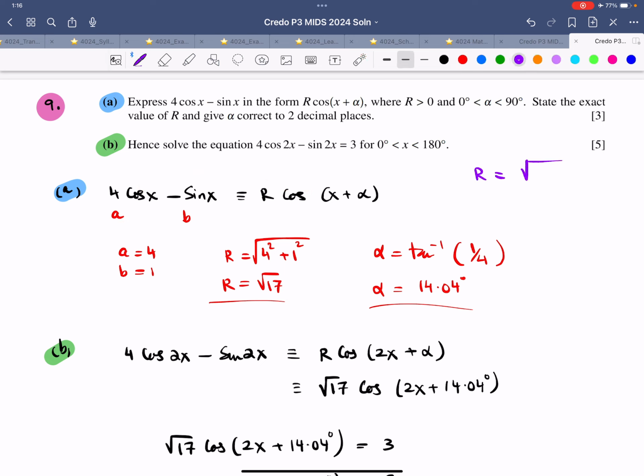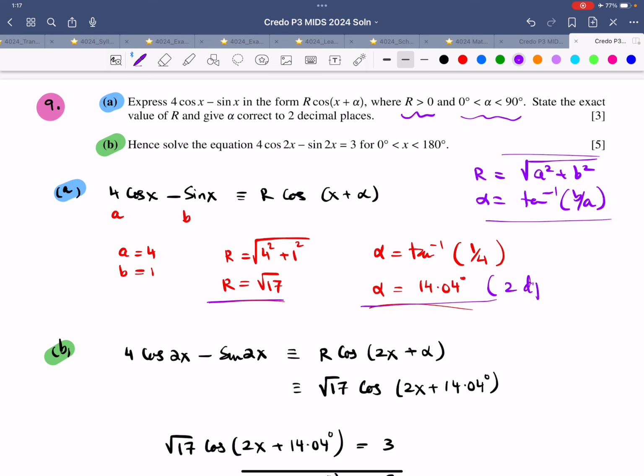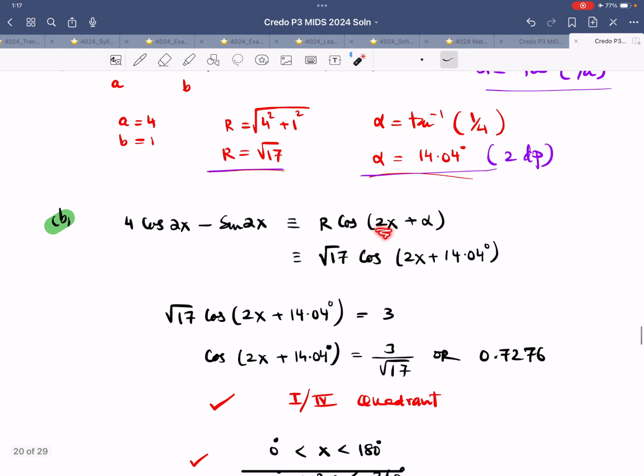R is square root a square plus b square, and alpha is tan inverse of b over a. We know that alpha is acute, r is positive. So that is the value of r, that is the value of alpha, correct to 2dp. Now the next part, hence solve the equation 4 cosine 2x minus sine 2x equals 3. So what has changed? Instead of x, we are having 2x. So the only thing that changes is that inside the bracket, instead of x, we write 2x and nothing more.